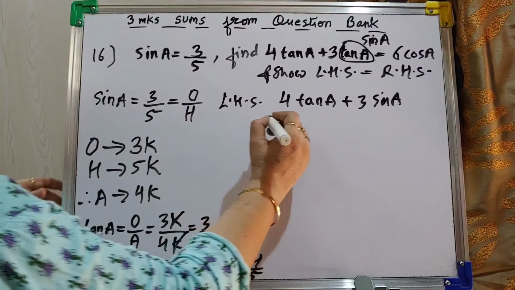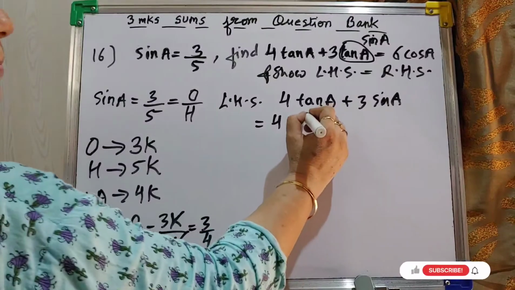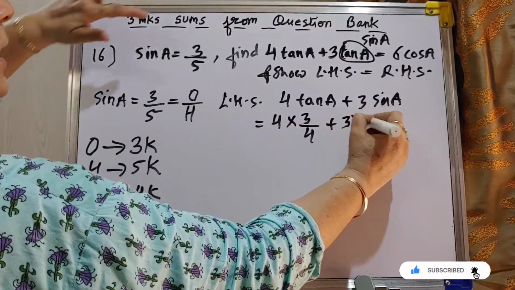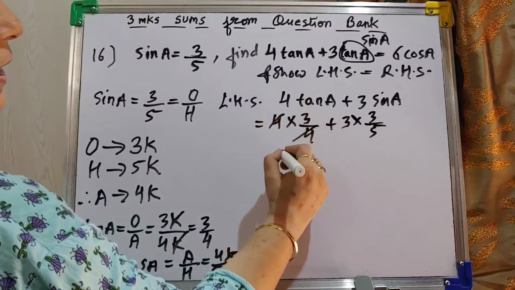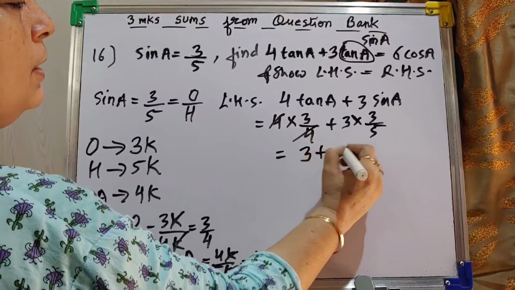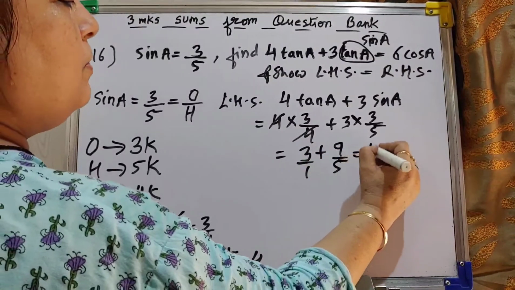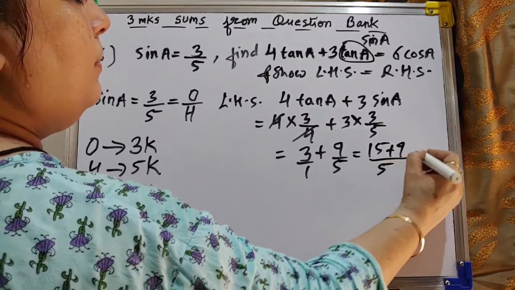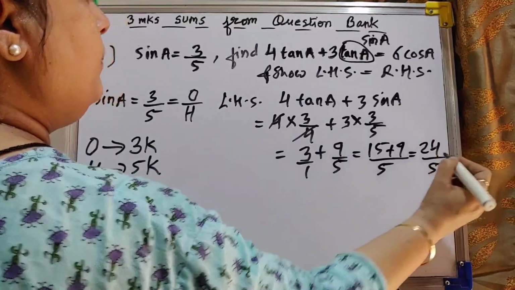Now, substitute. In the LHS first. Tan is my 3 by 4. Sin I know. It is 3 by 5. Therefore, 4 will get cancelled. 3 plus 9 upon 5. Take upon 1. Cross multiply. 15 plus 9 upon 5. Which is 24 upon 5.